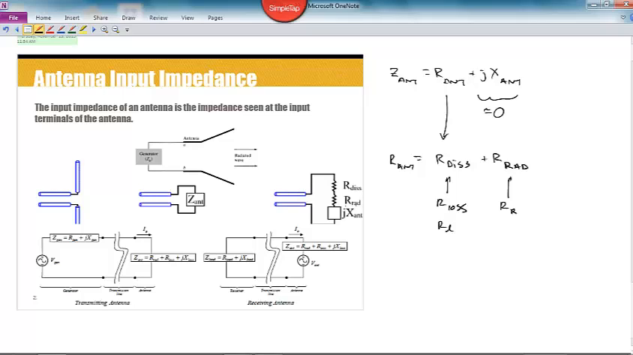So, let's see, is there anything else I want to say about antenna impedance?